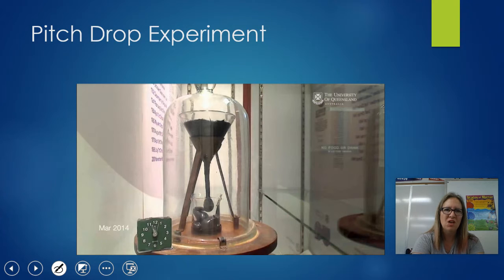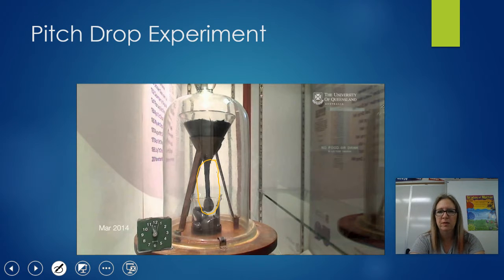Okay? All right, so this crazy thing is called the pitch drop experiment. And pitch is like tar. It's what's used, or it was used to seal boats, to make them waterproof, and for like roofing materials, things like that. Okay? So what you've got here is you've got this incredibly viscous, this is like the most viscous liquid there is. And you can see that it's very slowly forming a drip, okay?